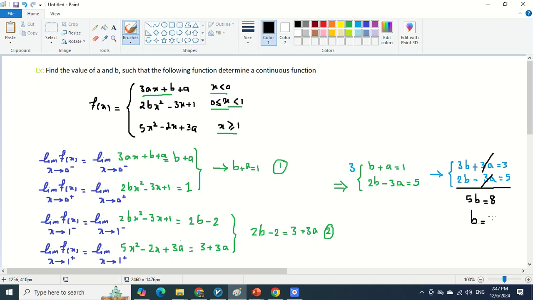The b will be equal to 8 over 5. And right now I can use the first equation to calculate a. From the first equation that I have over here, a equals 1 minus b. 1 minus b means 1 minus 8 over 5. So 5 over 5 minus 8 over 5 will be minus 3 over 5. And we found the values of b and a such that the given function will be continuous.